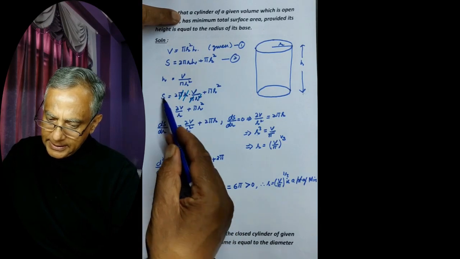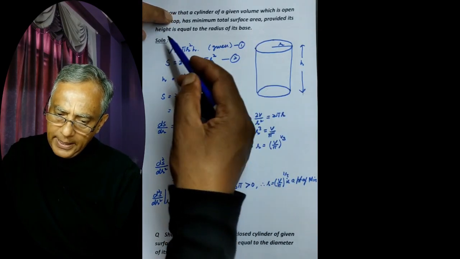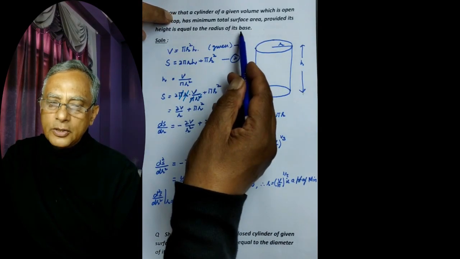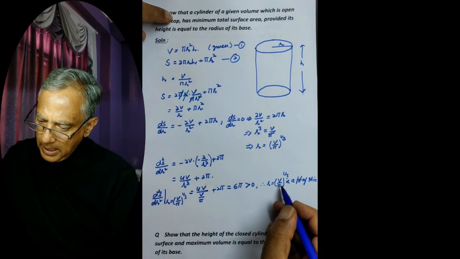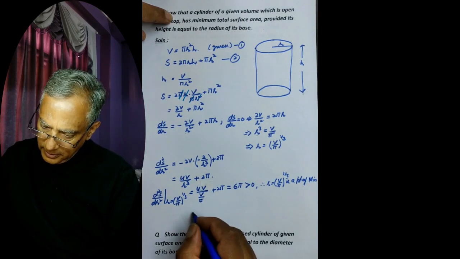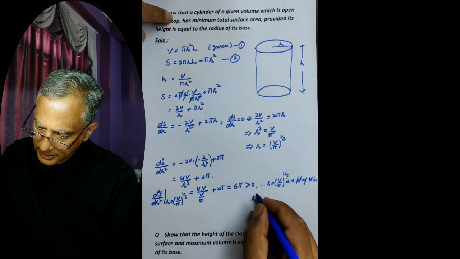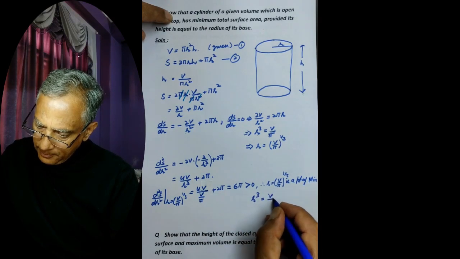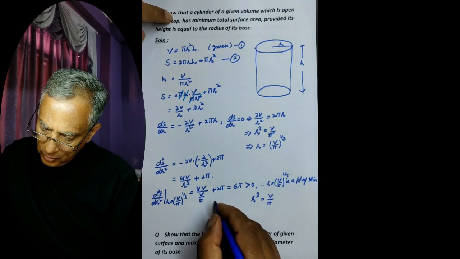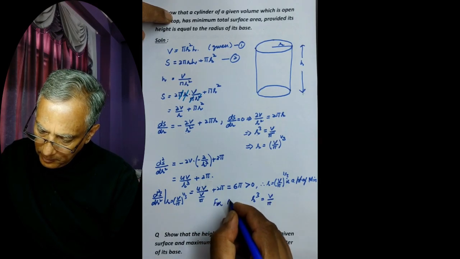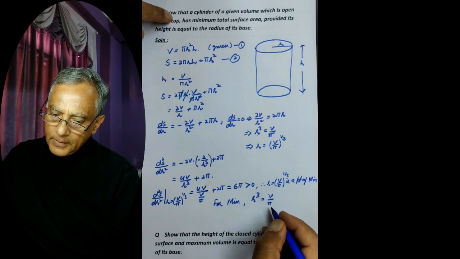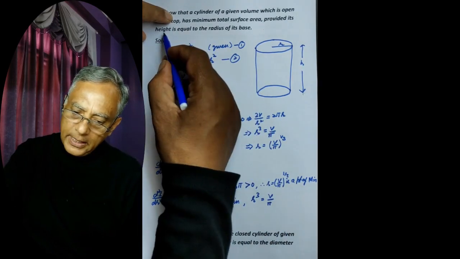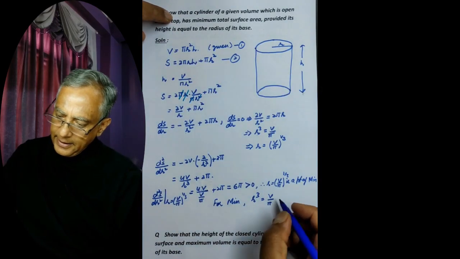That is, this is minimum provided its height is equal to the radius of its base. Now we know for minimum, r cube is v by pi. For minimum, r cube is v by pi, and we have to find the relation between its height and radius.